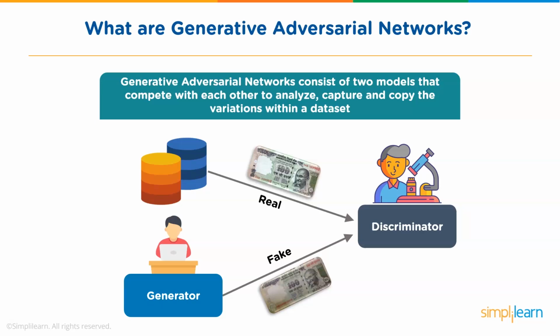In the image below, you can see that there is a database that has real 100 rupee notes. The generator, which is basically a neural network, generates fake 100 rupee notes. The discriminator network will identify if the notes are real or fake.